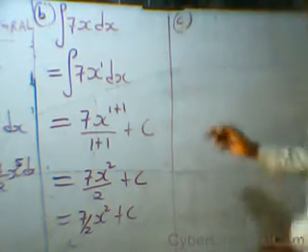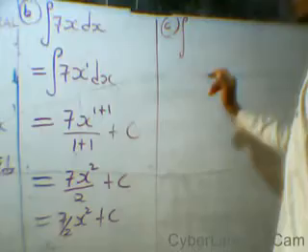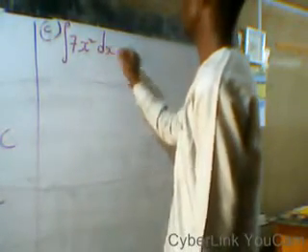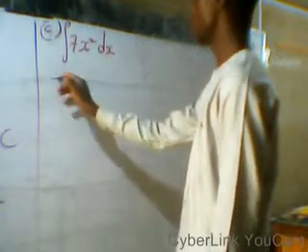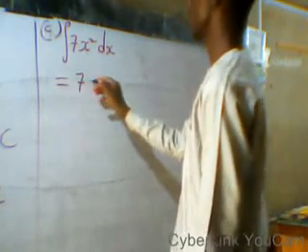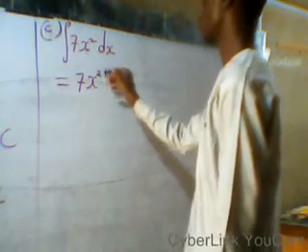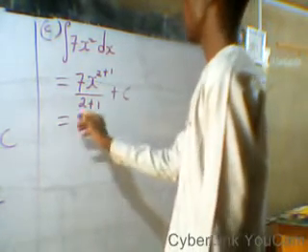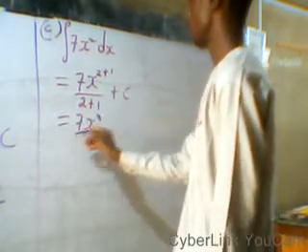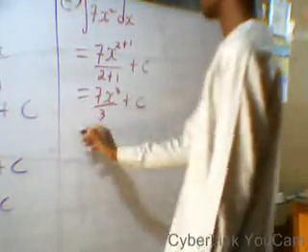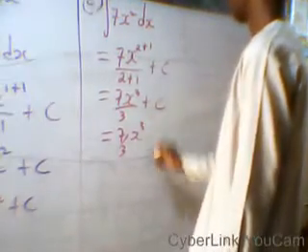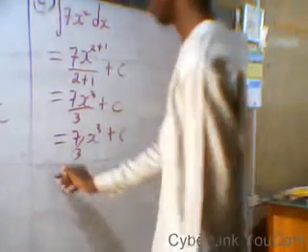C, we have the integral of 7x squared dx, which is equal to, of course, 7x raised to the power 2 plus 1 all over 2 plus 1 plus c, and that is 7x raised to the power 3 all over 3 plus c. So that is that. And if I like, of course, I can write it as 7 over 3 x raised to the power 3 then plus c. You see the constant of integration.